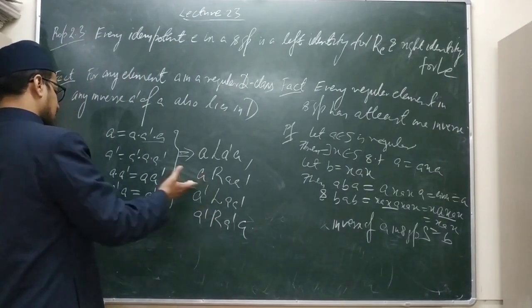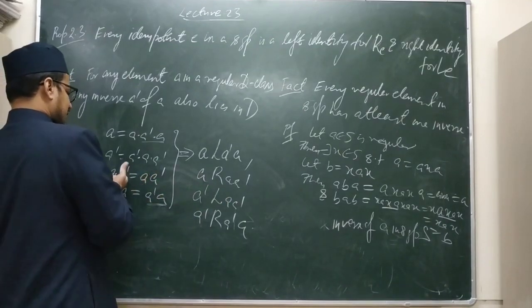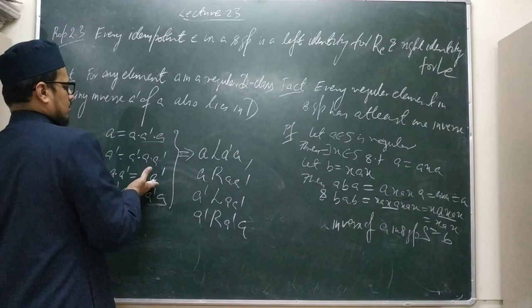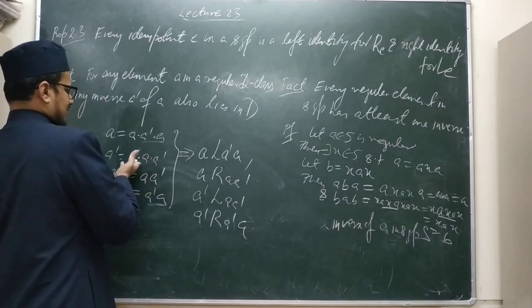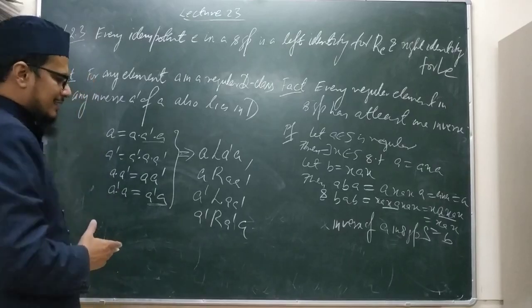You see, when we are multiplying a' by something, we are getting a, correct? And when we are multiplying a by something, we are getting a'. So in this way, a and a' are related to each other.